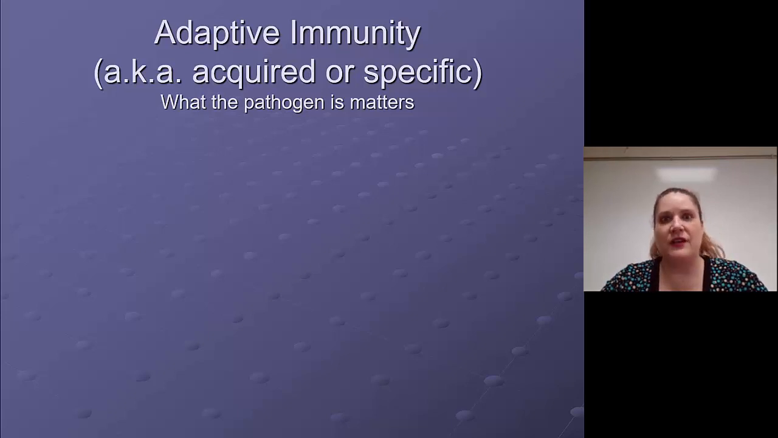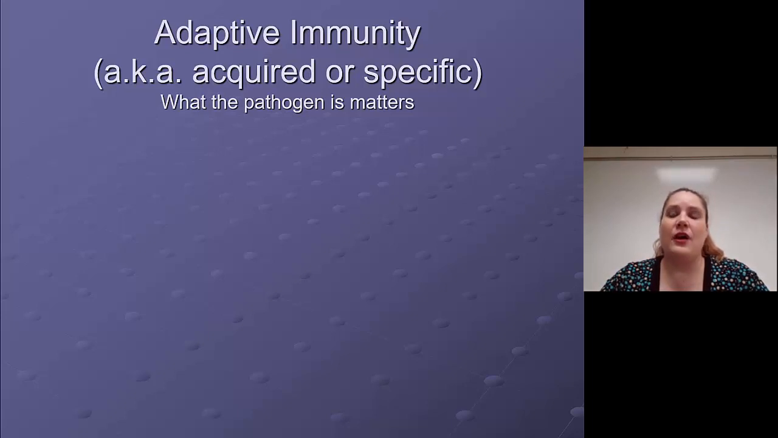All right, so adaptive immunity is also called acquired immunity. It's also called specific immunity. There's a really good reason they have those names. It's an acquired immunity. You are not born with it. You get it throughout your lifetime. It's also called a specific immunity because what the pathogen is matters.